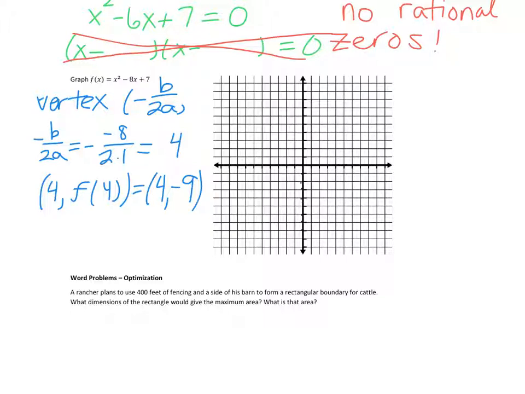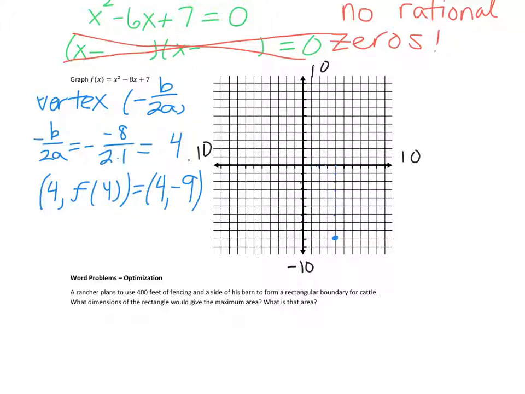And so all these are 10 by 10. All right, so let's graph that vertex. So 1, 2, 3, 4, and negative 9. Okay, it's small, it's a little bit harder.